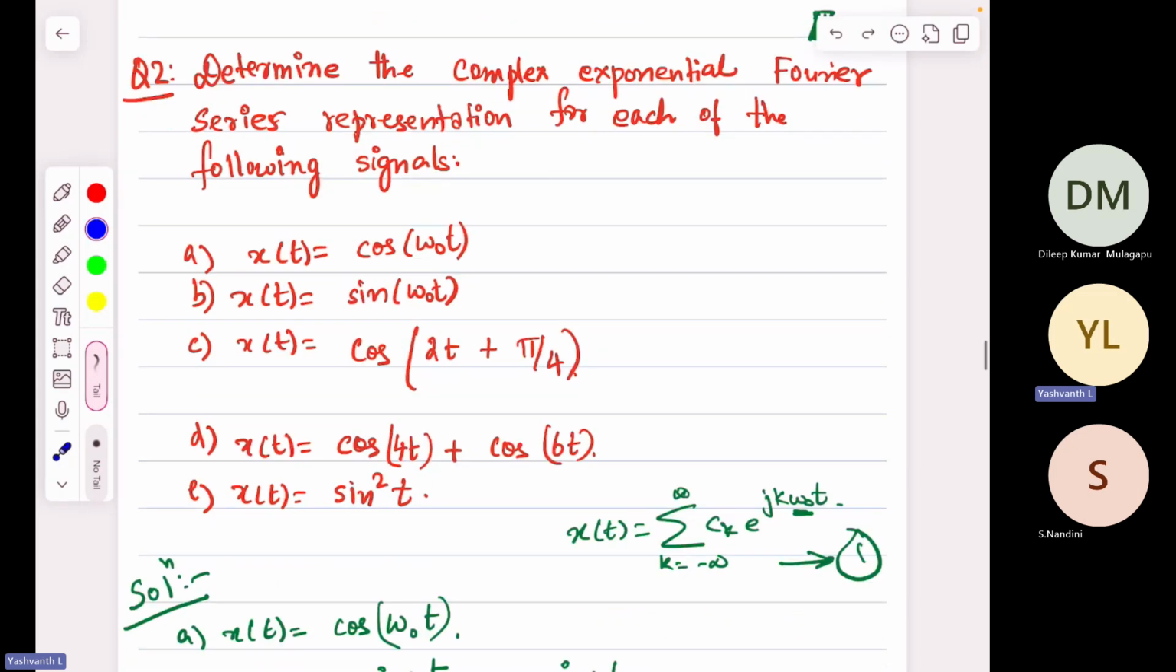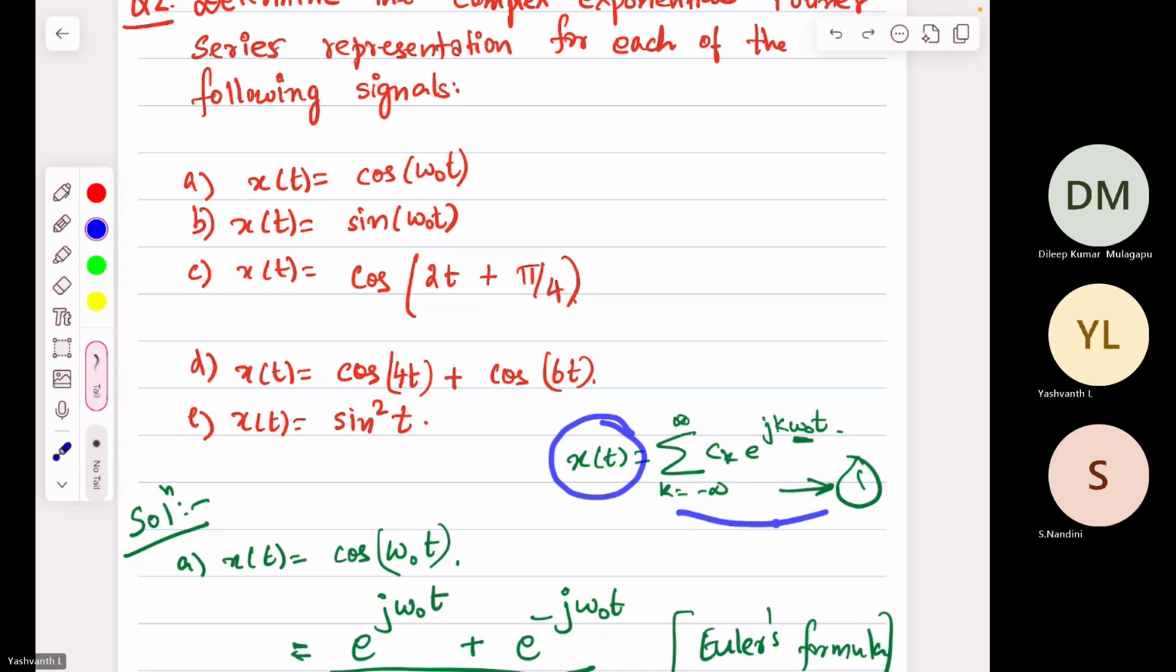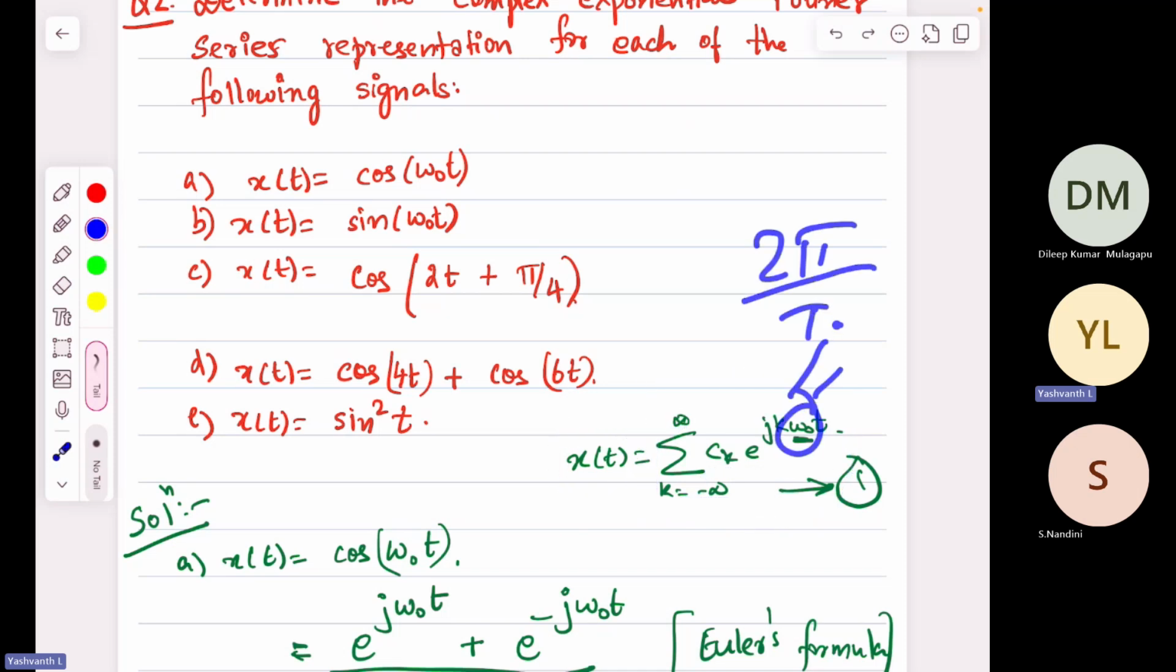So basically what I'm asked to do is find the complex exponential Fourier series representation. That is, you need to express x of t as the infinite summation k equal to minus infinity to plus infinity c k e power j k omega naught t. What is omega naught? Omega naught is equal to 2 pi by T naught, where T naught is the time period of your periodic signal.